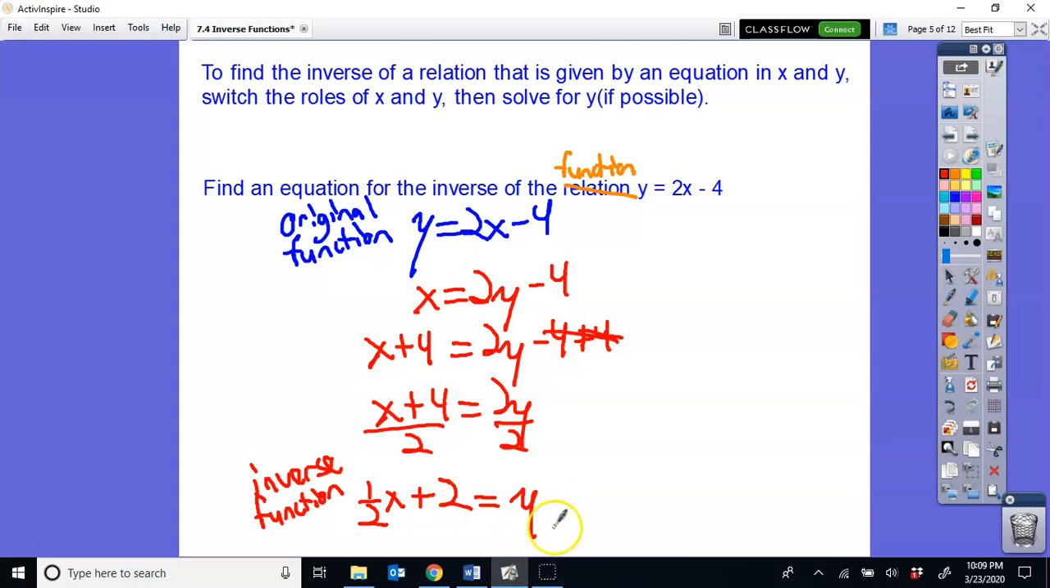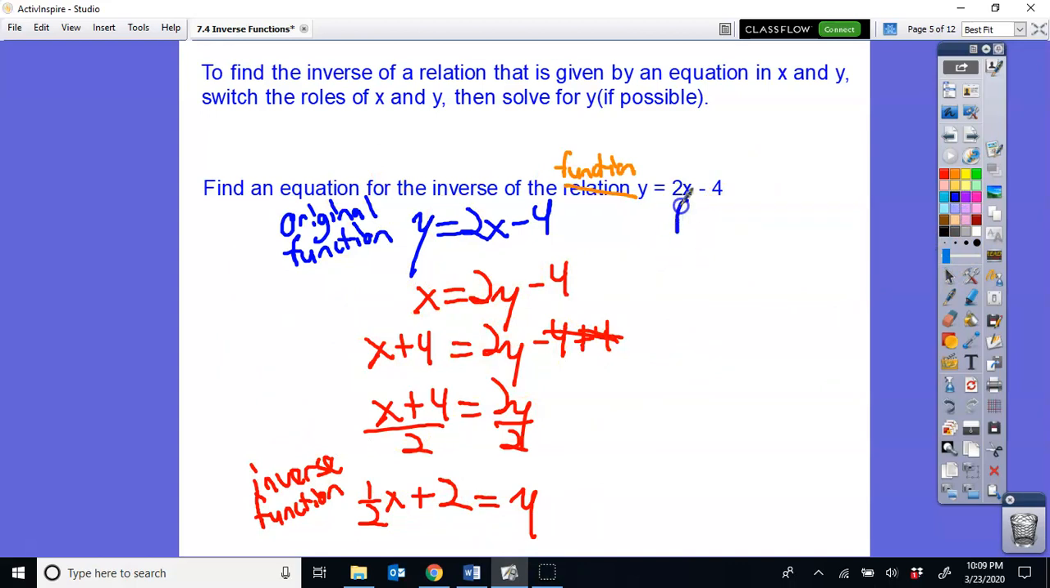So it is an inverse because it takes the original domain, gave us the range. It takes the original range back to the domain. So if you were to plug in the original y values from this function into here, you would get the x values from the original.